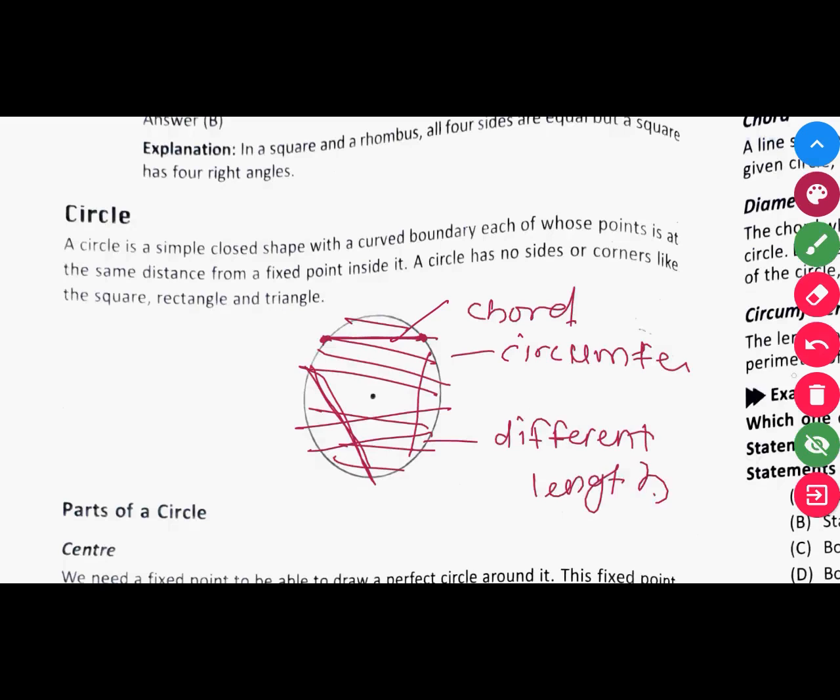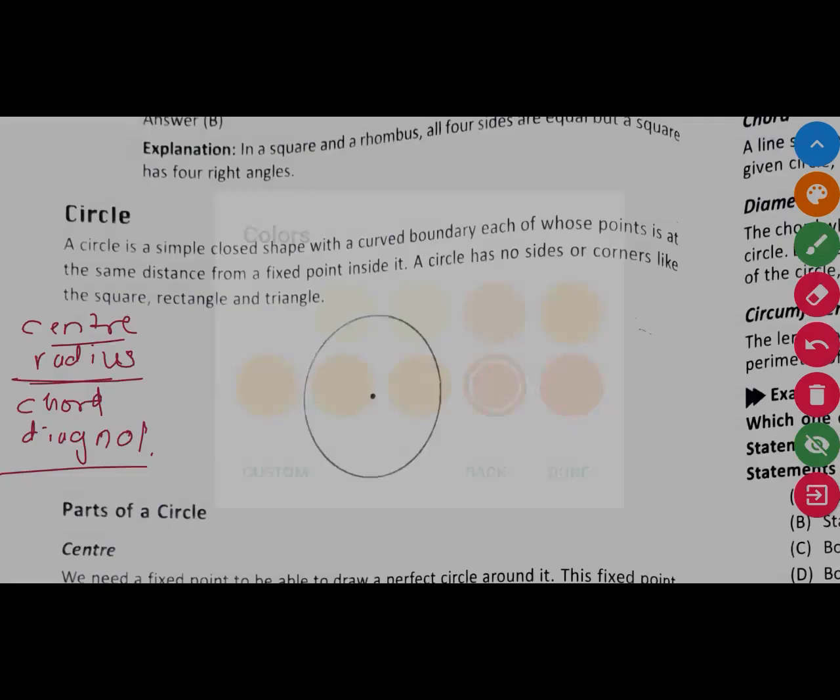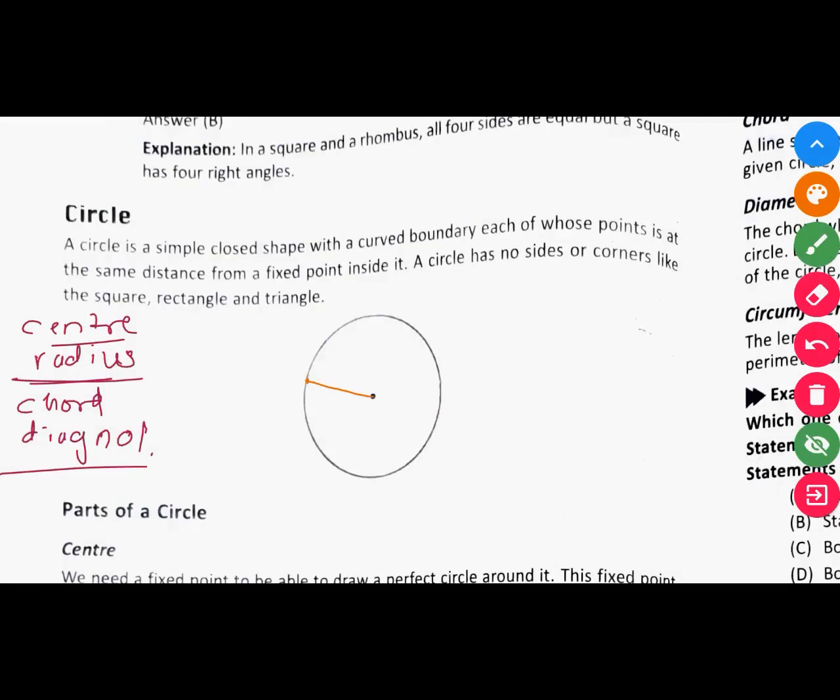Okay. Now the third one is diagonal. See, first we learned about the center, then we learned about the radius, but I didn't tell you the definition, I will tell you. Then we learned about the chord, and now we'll move to diagonal, but first the radius. I told you that from the center of the circle, if you connect any point on the circumference of the circle, the distance is the same, and this same distance is known as the radius of the circle.